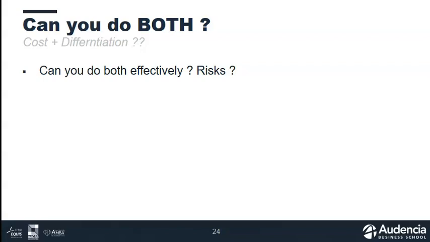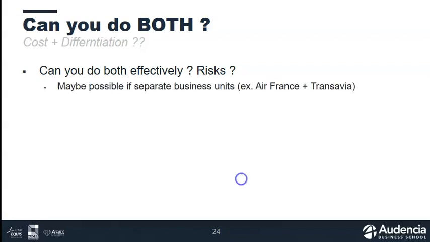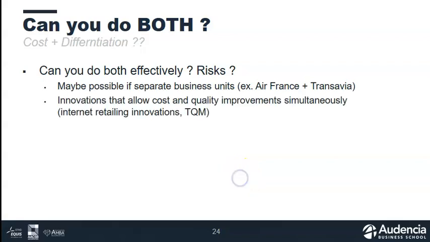It's risky, and it's pretty rare. It may be possible if you have separate business units. For example, Air France and Transavia operate two different types of business models, and that seems to be working pretty well. Some innovations are allowing us to be a low-cost leader and differentiate.